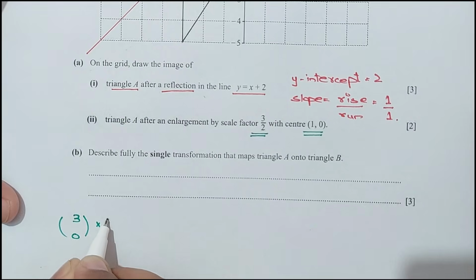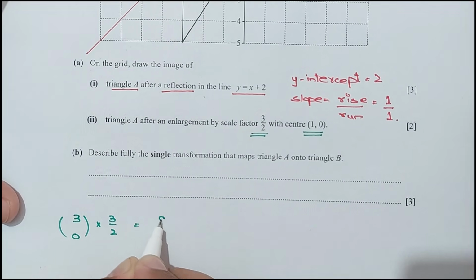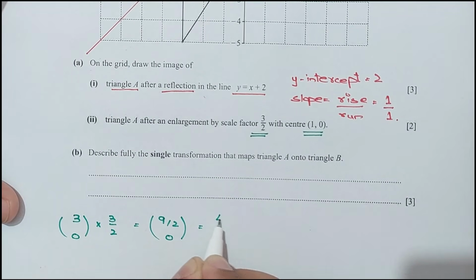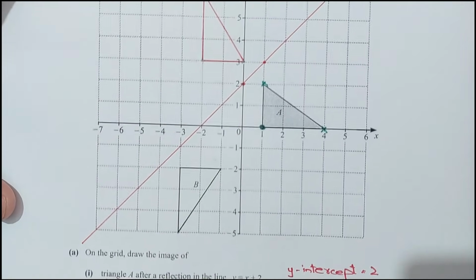So you have to multiply it by the scale factor of 3 by 2. So this would be equal, 3 times 3 is 9 and 9 by 2 and 0. So 9 by 2 is, 2 times 4 is 8 and 2 times 5 is 10, so 4.5 and 0. So you have to move 4.5 and 0. This would be the new movement.